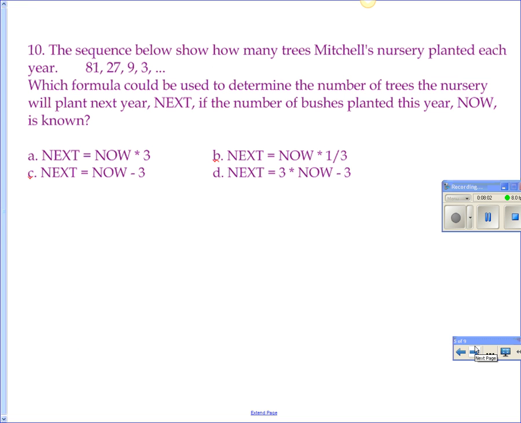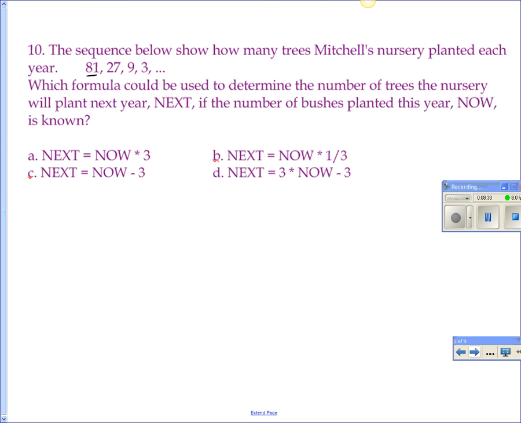Number 10, the sequence below shows how many trees Mitchell's nursery planted each year: 81, 27, 9, and 3. Which formula could be used to determine the number of trees the nursery will plant next year if the number of bushes planted this year is known? Chad, which number do I have to start with in the list? Which one do I have to start with? 81. Guys, you have to start on the left. You got to start with 81.